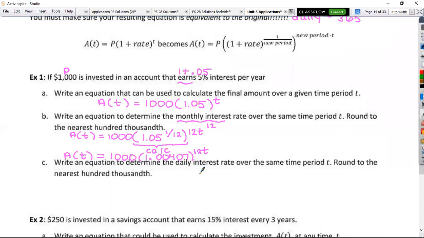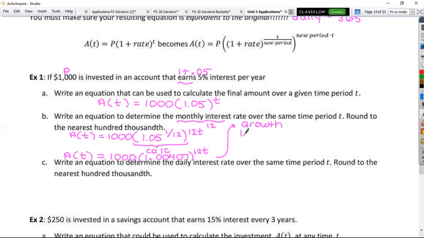So now we need to figure out the actual rate. This part is up to you guys. You don't have to show this if you don't want. Is this growth or decay? Growth is bigger than 1. So what you're going to do is subtract 1 and move the decimal 2 places. So this is growth. So what we're going to be doing is subtract 1.